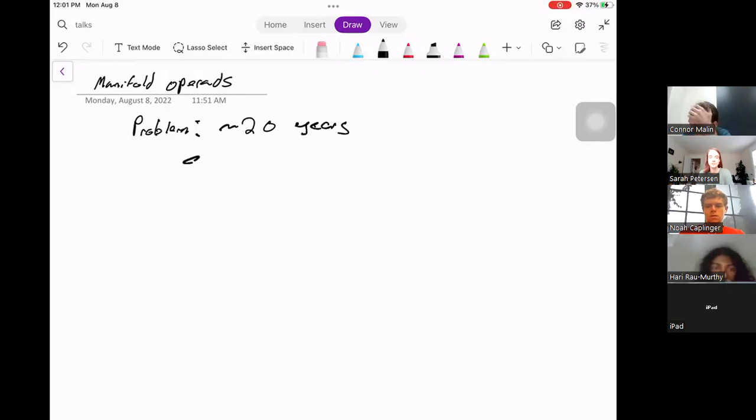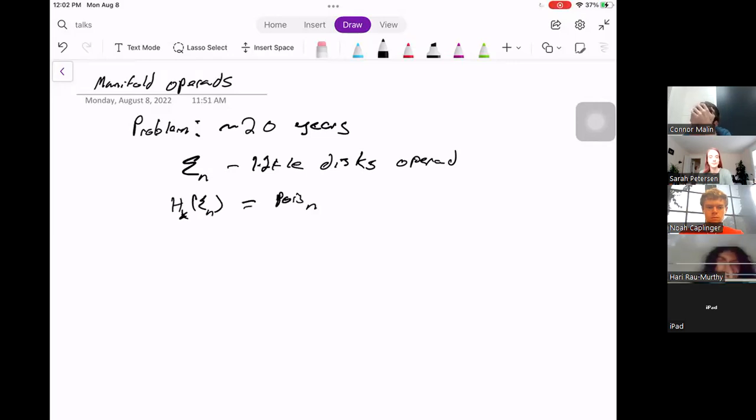Recall, E_n is the little disks operad. For now I will not define everything, just assuming that most people know what this is, and later on I'll be a little more explicit with what everything is. People did some calculations, for example, the homology of the little disks operad is equal to the Poisson operad. And this is an operad because it's the homology of a topological operad.